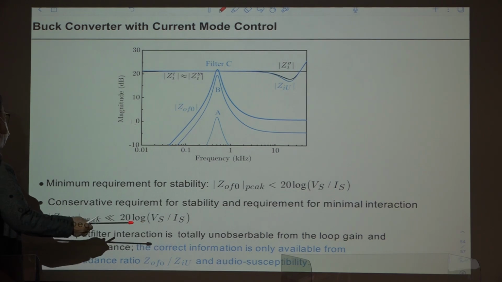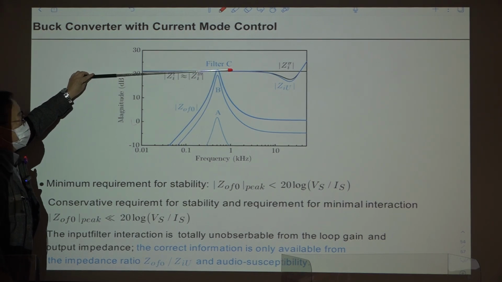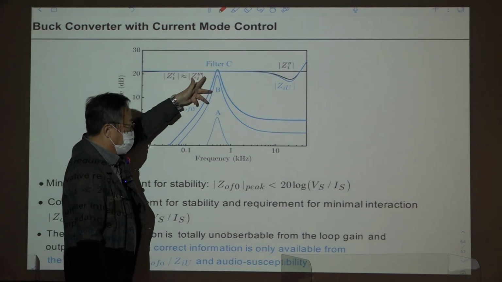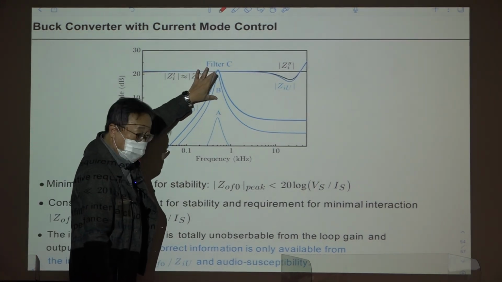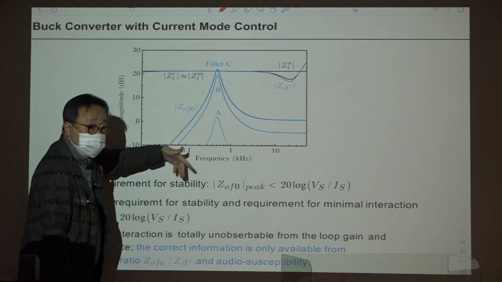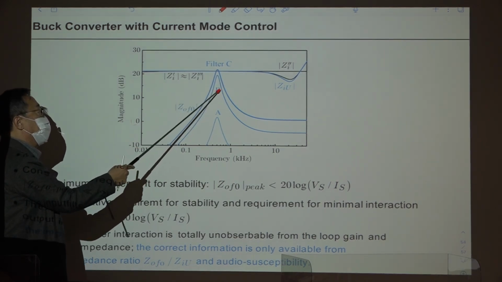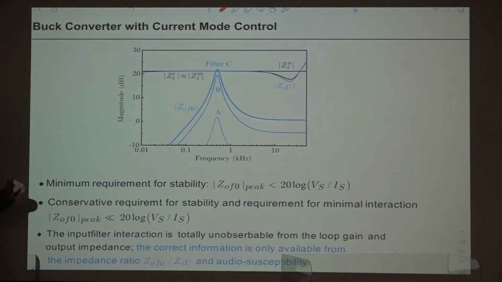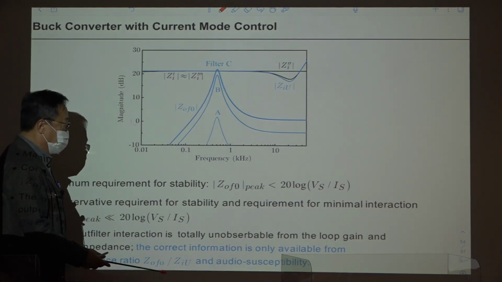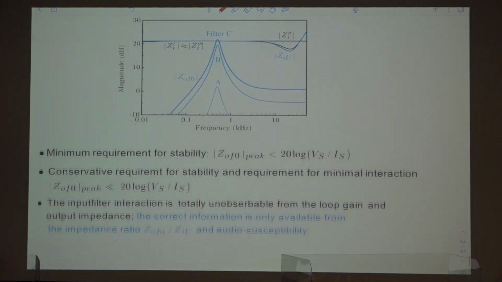Okay? So the minimum requirement for stability is this one: keep away from this line and make some distance. And the conservative requirement is to increase the distance between the impedances like this. Then everything is okay, right? But the problem here is that even with these filters, filter B will deteriorate the closed loop performance of the converter a lot, and filter C is destabilizing the converter, but that impact is totally not observable at the output port of the converter.